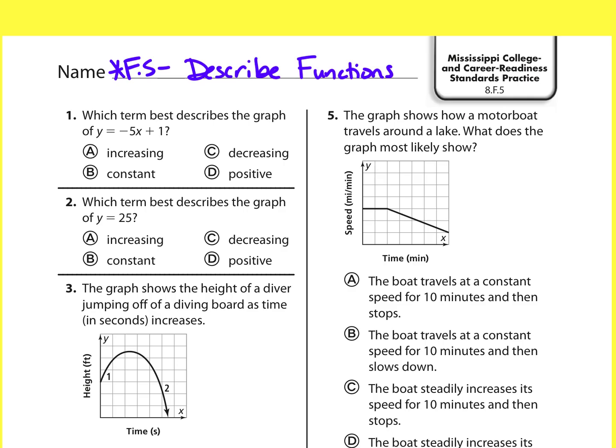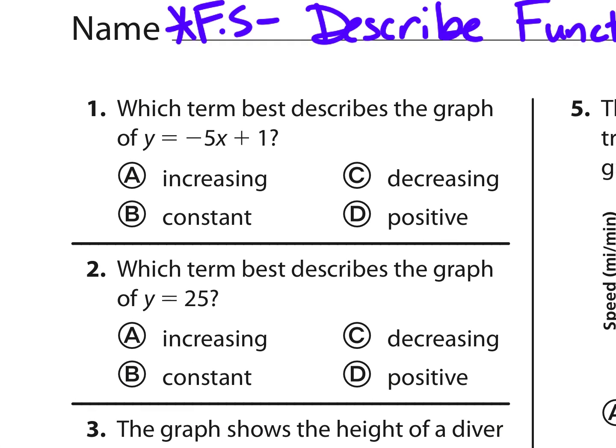Standard F5 is about describing functions. So looking at problem number 1, which term best describes the graph of y equal negative 5x plus 1? Well, really, we can look at the slope, negative 5, and see that it is decreasing. It's a negative value.